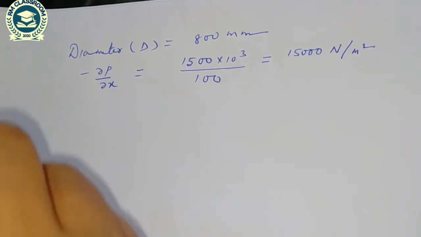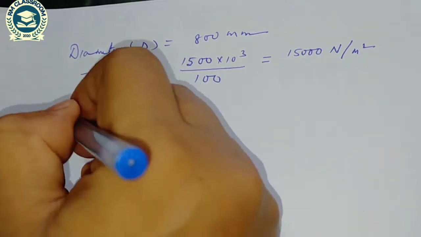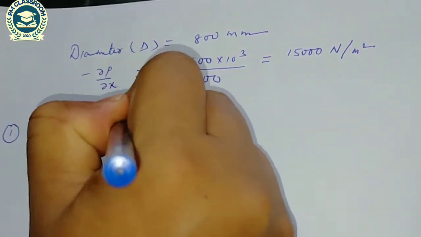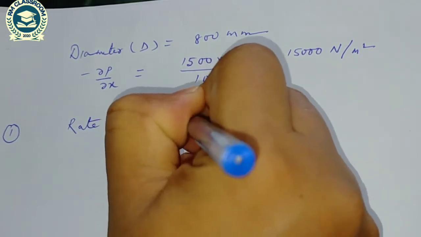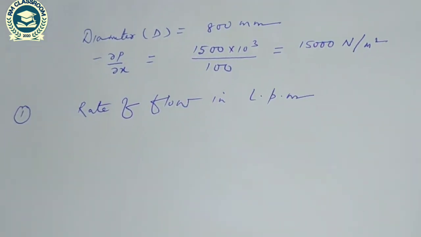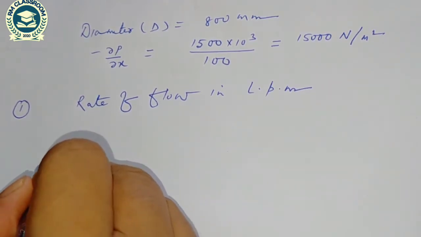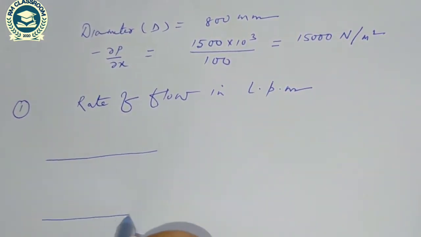So the first part, we have to compute the discharge or rate of flow in liter per minute. For the rate of flow we have to compute the average velocity, because discharge is equal to area into average velocity.